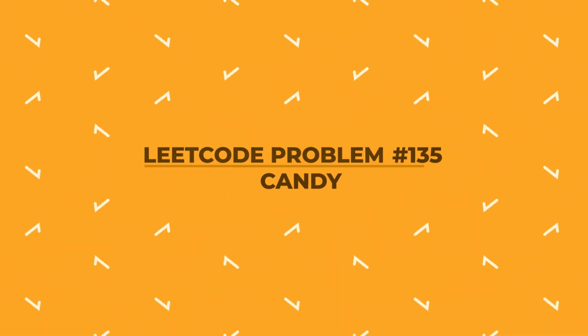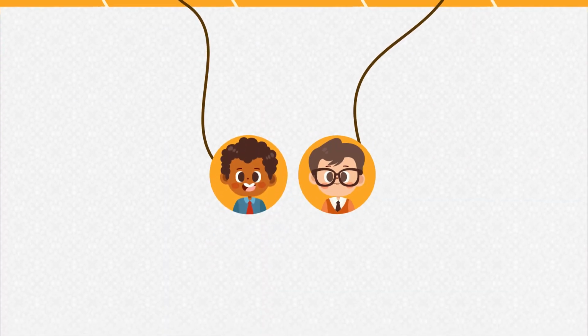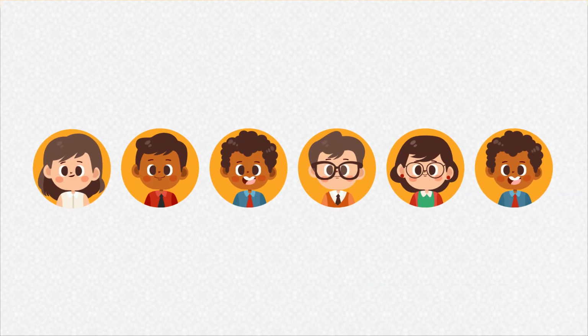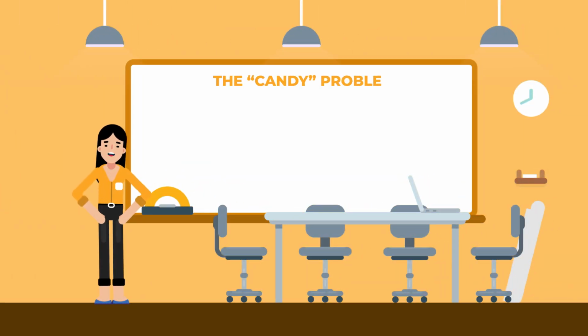Welcome to our Leetcode submission walkthrough for number 135, the candy problem. In this solution, we'll efficiently distribute candies to children based on their ratings. The candy problem works as follows.